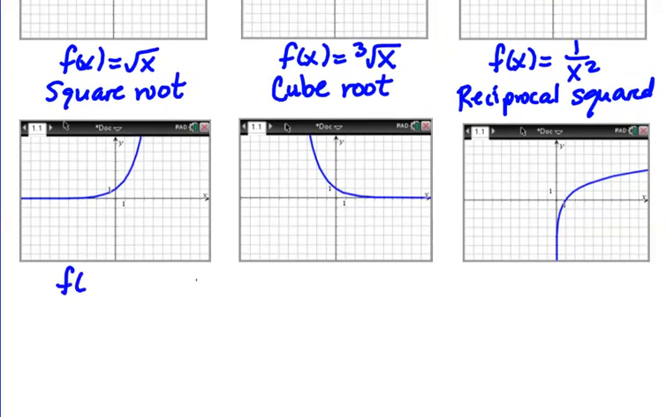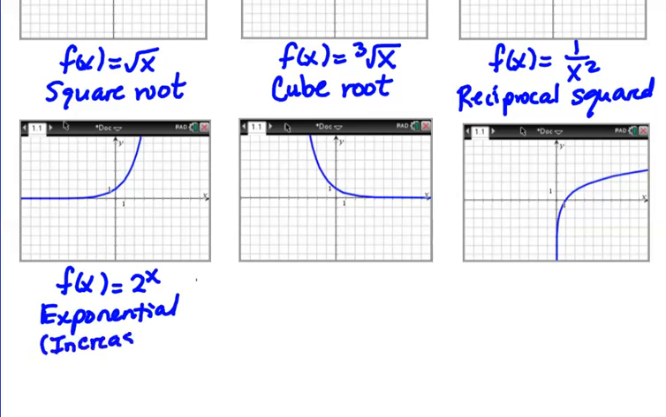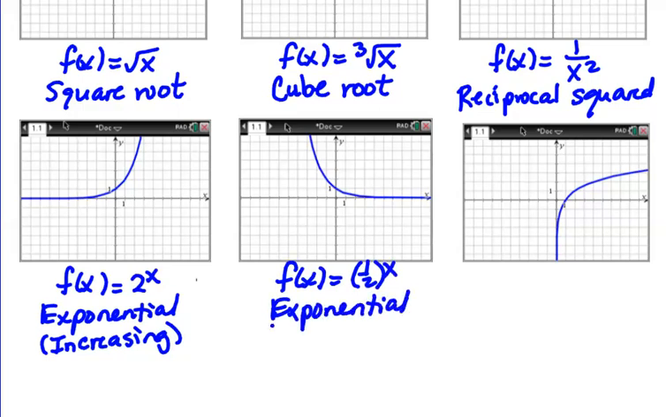This is f of x equals 2 to the x, and this is an exponential function. Specifically, this is an increasing exponential function, which is sometimes called an exponential growth function. This is f of x is equal to 1/2 to the x power, which is an exponential function as well, but a decreasing exponential function.